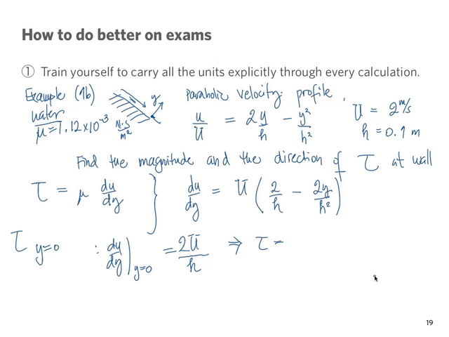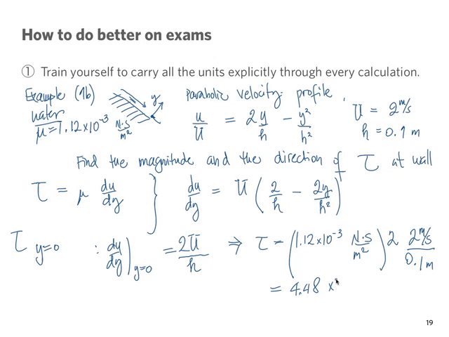This would be a value that would be available from a table. So now I can put that in: 1.12 times 10 to the minus 3 and the units. I carry my units all the way through, Newton second divided by meters squared, times 2, the velocity is 2 meters per second, divided by h, which is 0.1 meters. So all my units are there, and I can check that the result is what I'm expecting. I put those numbers in the calculator, and I get 4.48 times 10 to the minus 2.